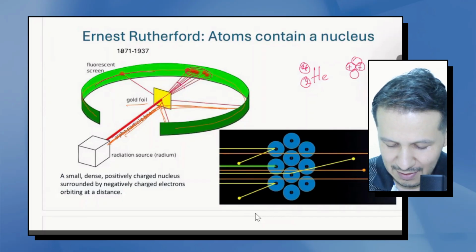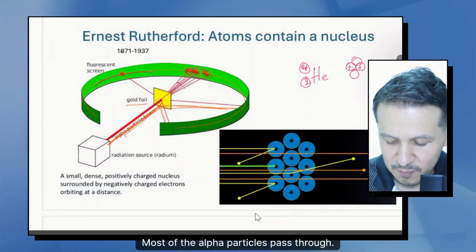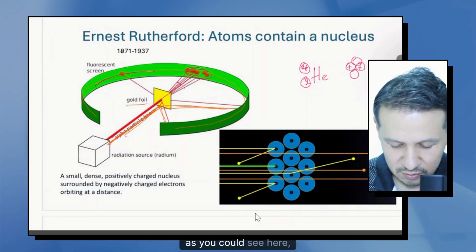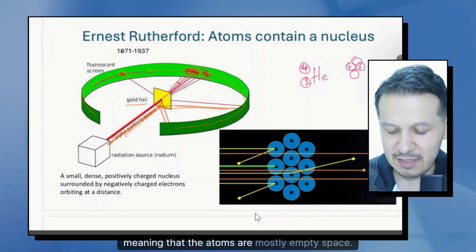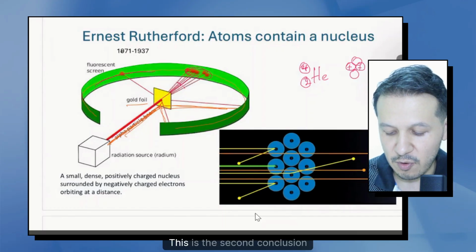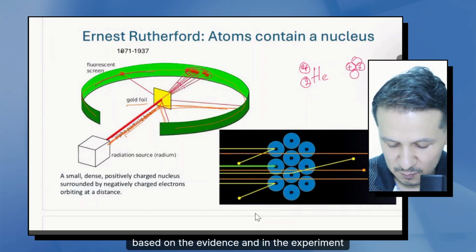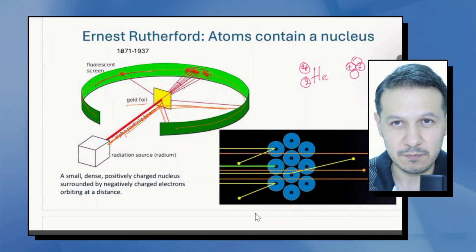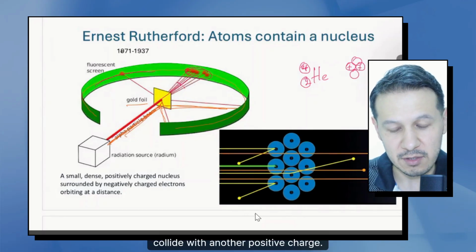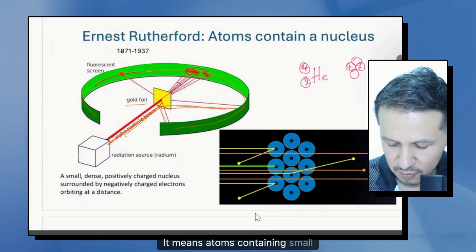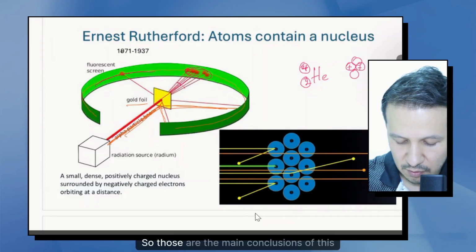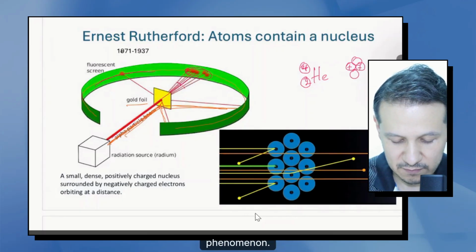Most of the alpha particles pass straight through the gold foil, as you could see here, meaning that the atoms are mostly empty space. This is the second conclusion based on the evidence in the experiment: a small number of alpha particles rebound. Alpha particles rebound means that they collide with another positive charge. That's why it's small. So those are the main conclusions of this phenomenon.